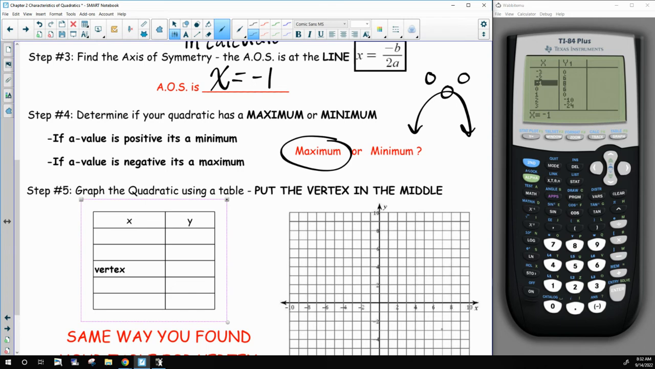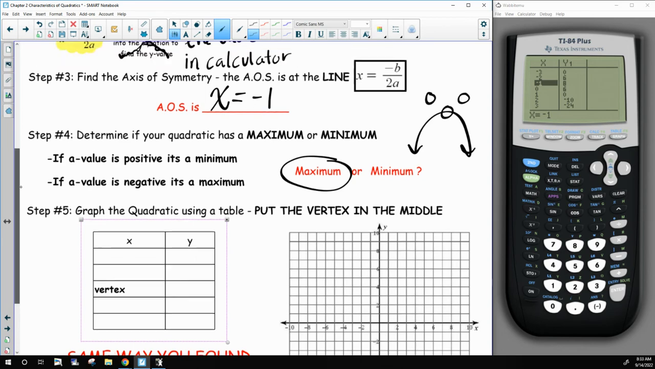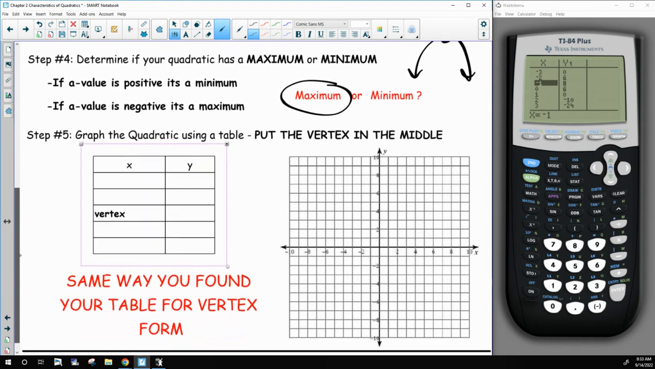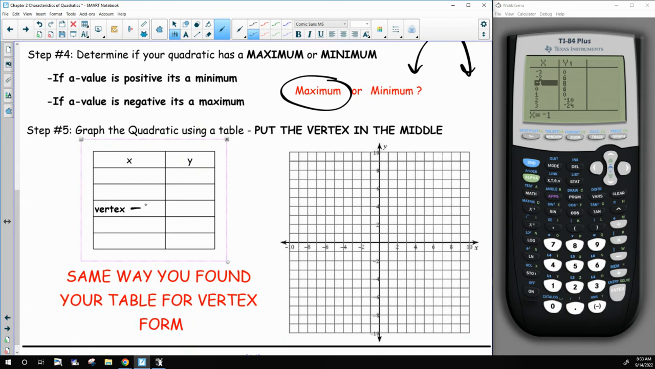So this is a maximum. Good on steps 1, 2, 3, 4 so far? Good? Really, the only difference has been the vertex, hasn't it? The rest has been pretty similar. Okay? Same thing. We're going to do our table and our graph, and we will be done with this problem. So we need to make sure we put our vertex, which was -1, 8, right in the middle of our graph.